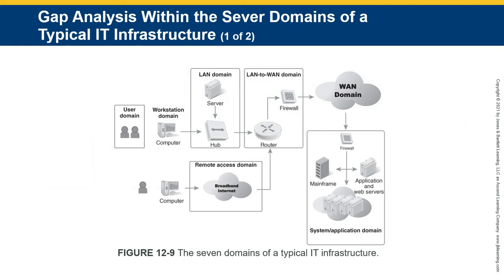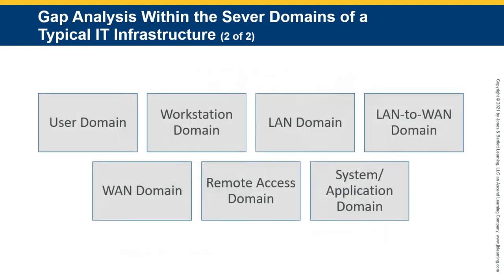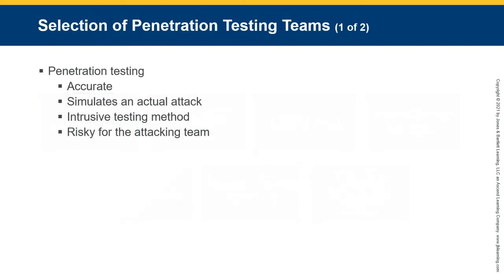Gap analysis of the server domains, typically the IT infrastructure. There's a diagram of the seven domains of a typical infrastructure: user domain, workstation domain, LAN domain, LAN-to-WAN domain, WAN domain, remote access domain, and systems application domain. Select penetration testing teams. Penetration testing is accurate and simulates an actual attack, but it is an intrusive testing method and risky for the attacking team.